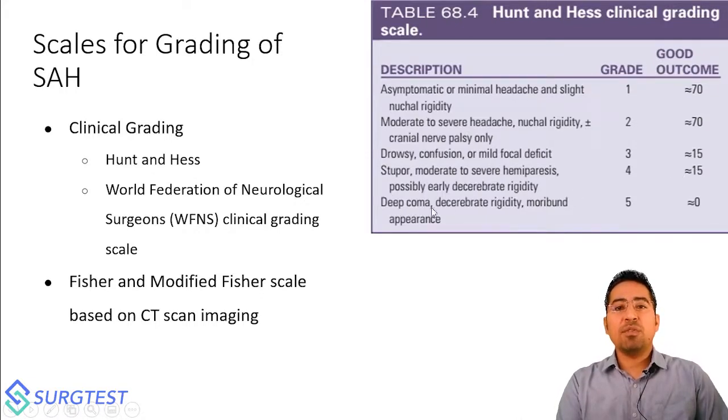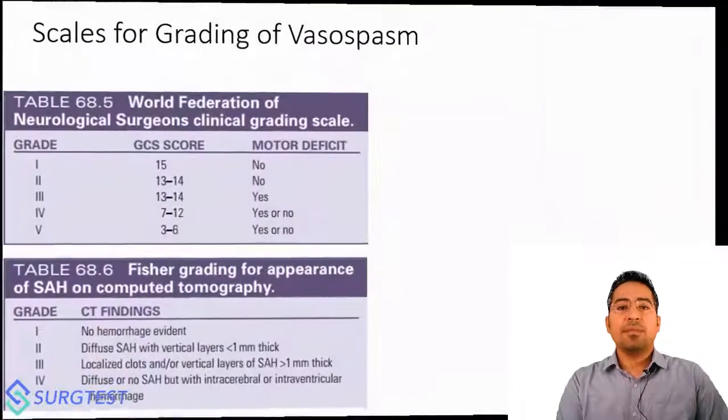If the patient comes with deep coma, decerebrate rigidity, and moribund appearance, that will be graded as grade 5, and the good outcome probability is 0. So what is another clinical grading scale? It is the WFNS grading scale, and there is one CT scan based grading which is called the Fisher grading scale.